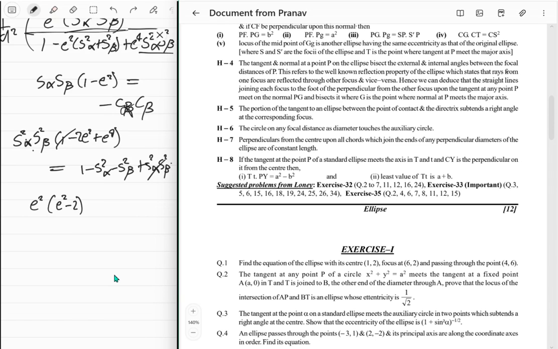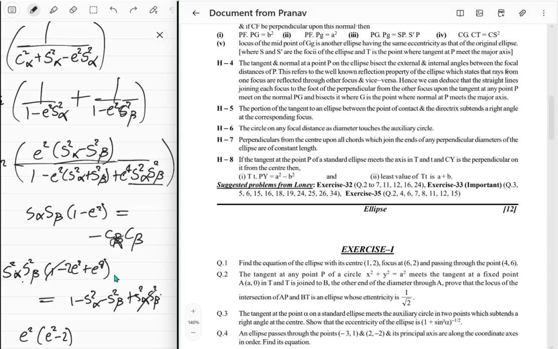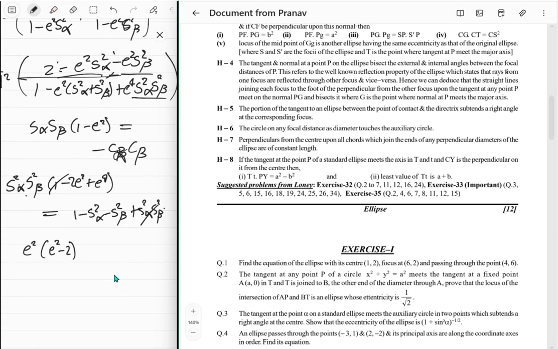No, that's not what I want. I want sine square alpha minus sine square. Oh, both of these like plus. Sorry about that, it's not subtraction. So, right, don't do it like that. It's supposed to be 2 minus e square sine square alpha minus e square sine square beta. Hopefully, this will turn out to be.